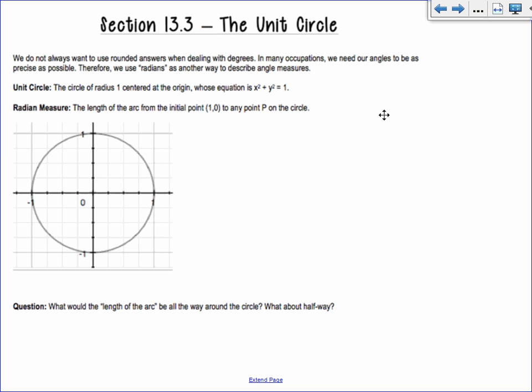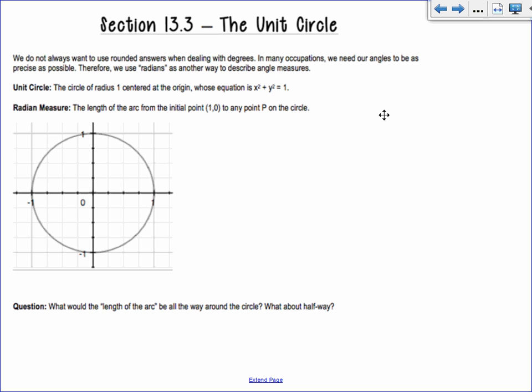All right, so it says we do not always want to use rounded answers when dealing with degrees. So it's okay for us to say go 30 degrees in this direction, but it's really awkward for us to be like, go 30.2634 blah, blah, blah degrees. That's weird. Okay, so we can have more precise angle measurements, in particular when we're dealing with circular objects, when we use something called radians.